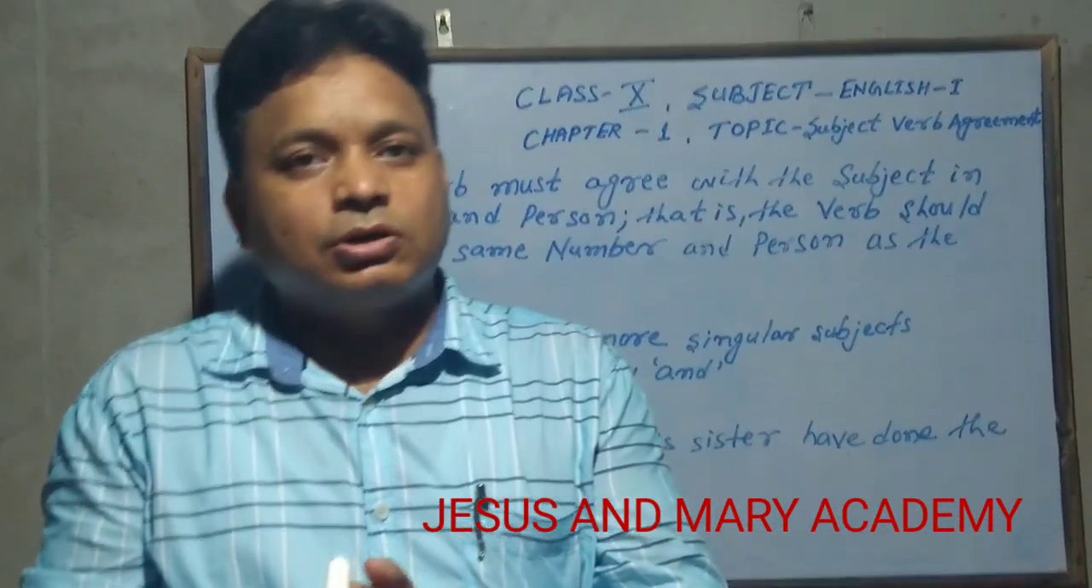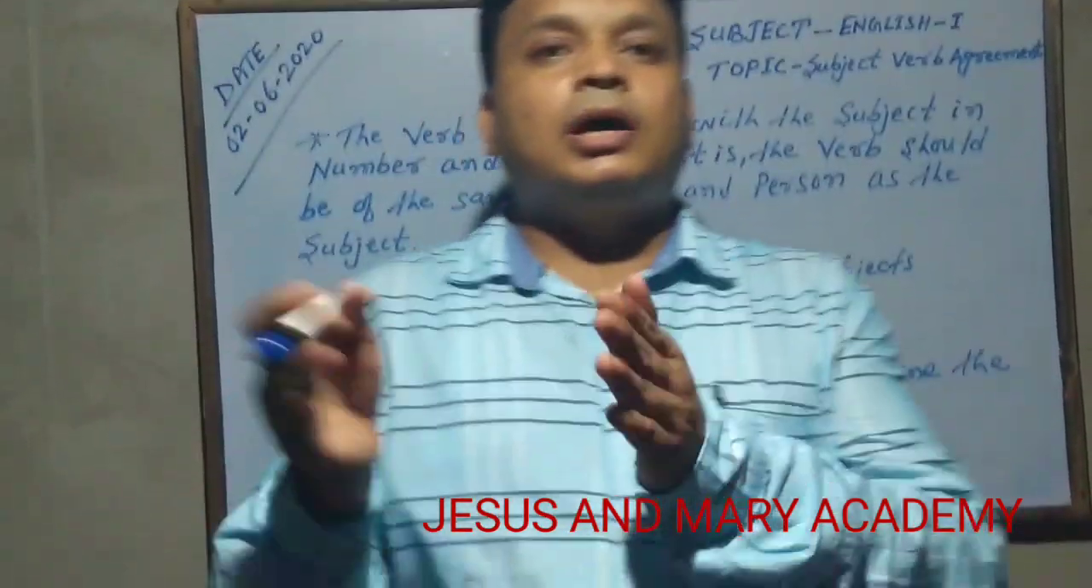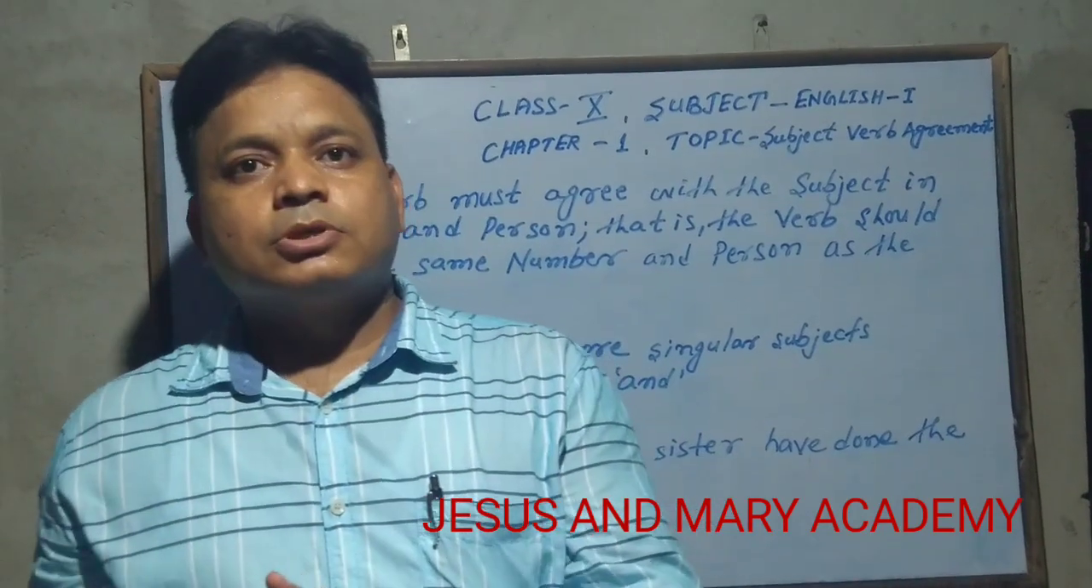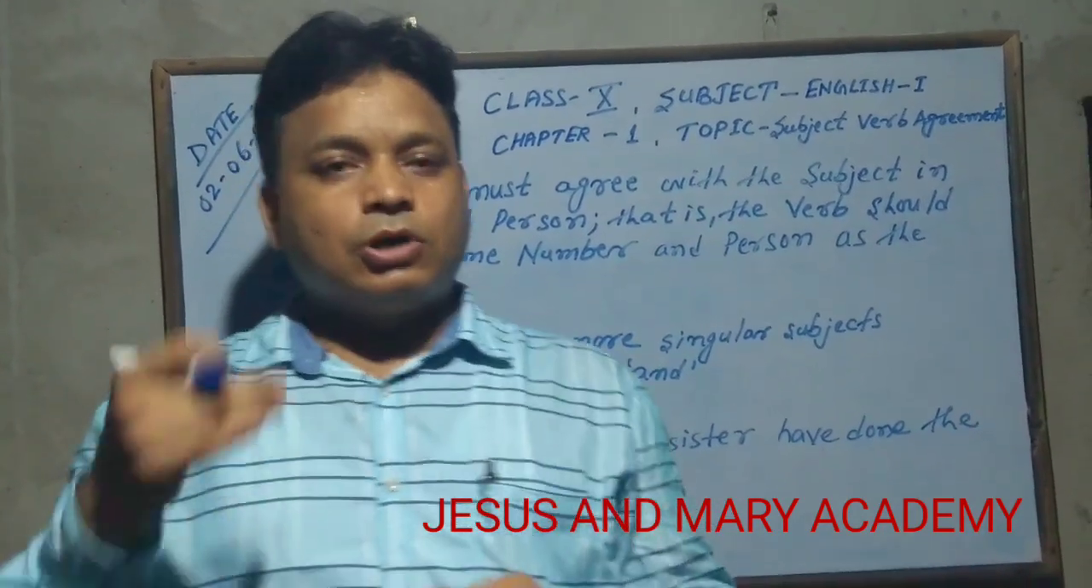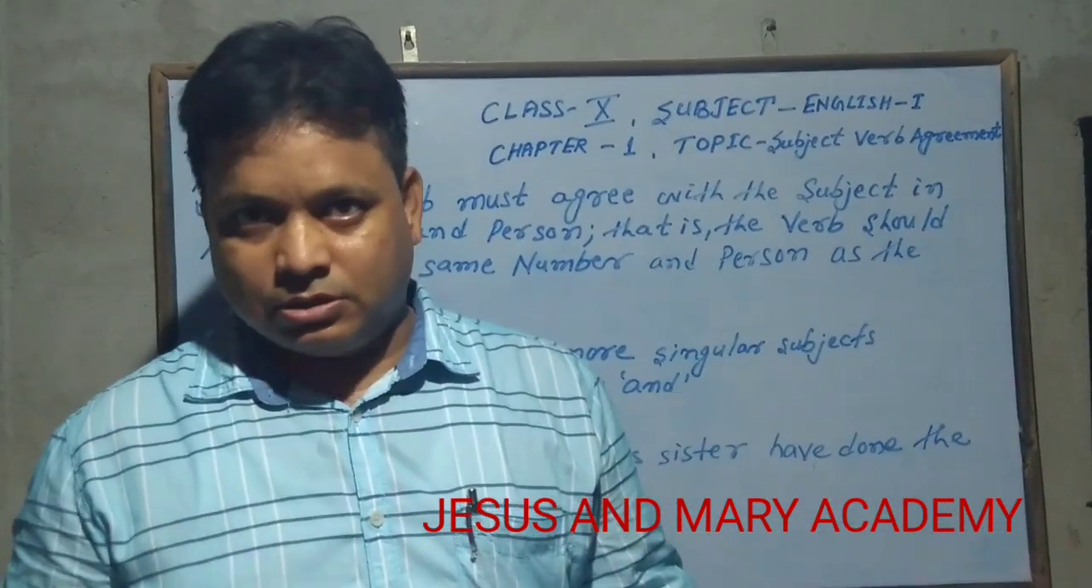If a plural noun comes nearest to "nor", we have to use a plural verb. If a singular noun comes nearest to "or", we have to use a singular verb. So now I am going to give an example to understand this rule.